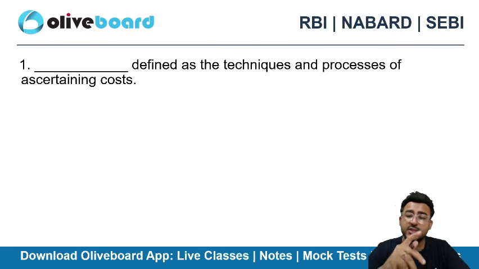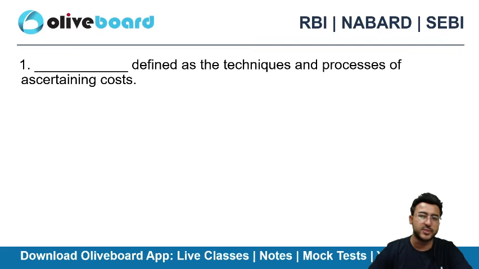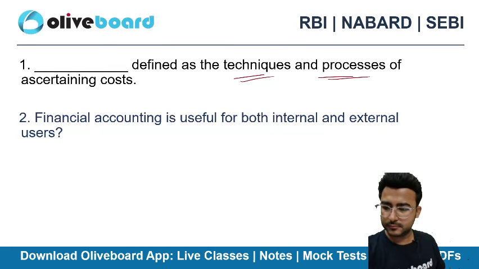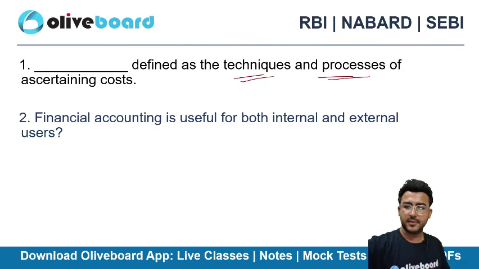The correct choice here is costing. Okay, costing here is the correct choice. That is a technique, that is a process of ascertaining cost. Next, financial accounting is useful for both internal as well as external users. True or false? Financial accounting is useful for both internal as well as external users. True or false? Quickly in the comment section, guys.